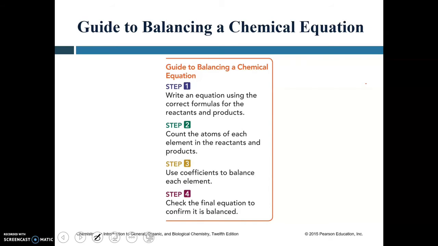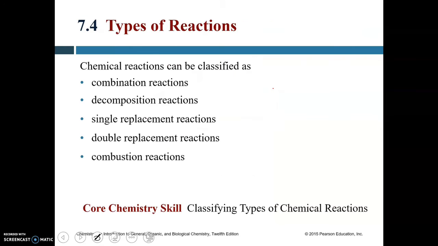So in order to balance a chemical equation, we need to write the equation using the correct formulas, then count the atoms for each element in the reactants and products, and use coefficients that are written before the formulas to balance each element. And then you got to check the final equation to confirm that it is balanced.